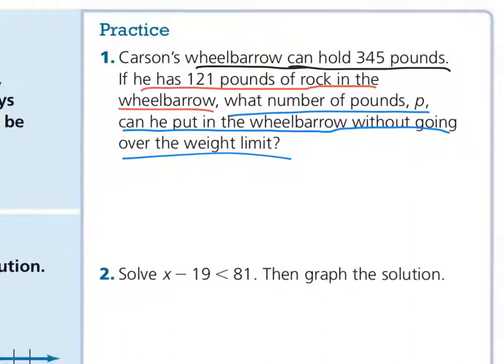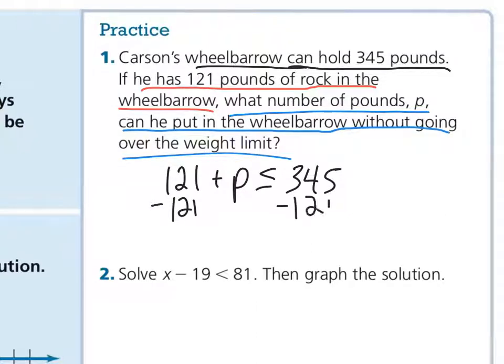So on this problem, we've got already 121 pounds of rock in the wheelbarrow, and then we can add some amount to that, and we need to stay less than or equal to 345 pounds. At that point, once we've set up the inequality, we're going to solve it. So they are adding. We need to subtract 121 on both sides.